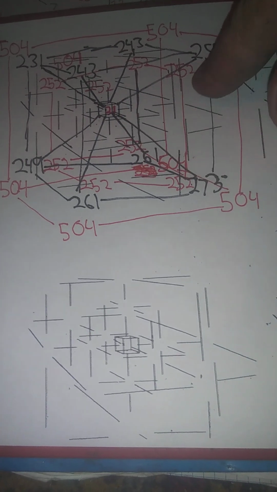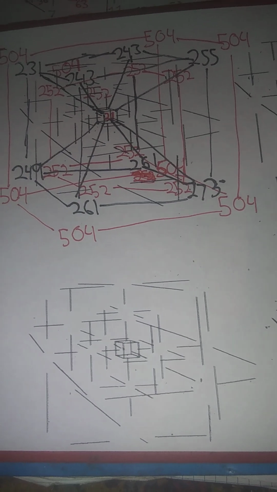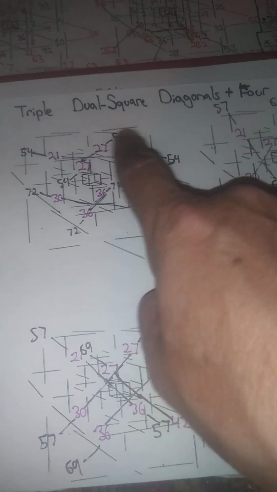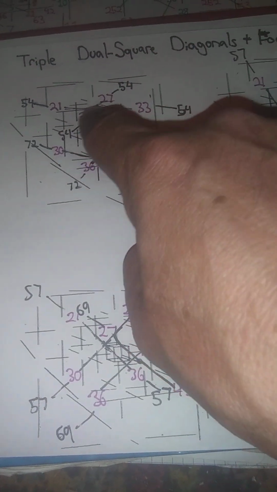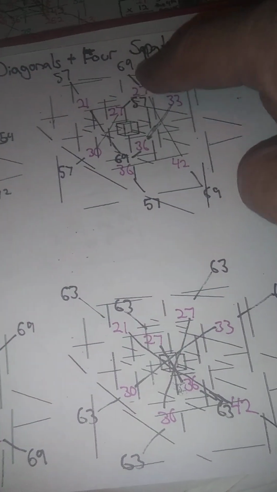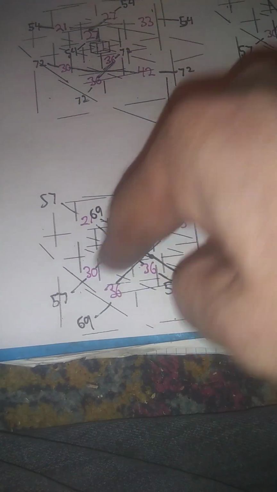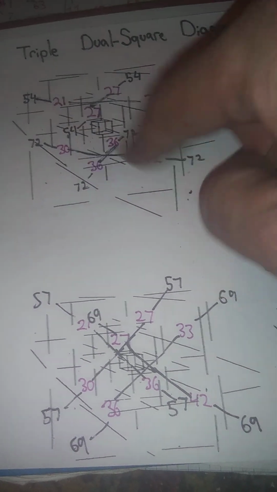These diagonals are derived from a triple dual square diagonals, flat diagonals of the inner ghost number cube, of the inner ghost numbers. This is a dual square, this is a dual square, and this is a dual square. Front to back right here, side to side right here, and top to bottom right here.